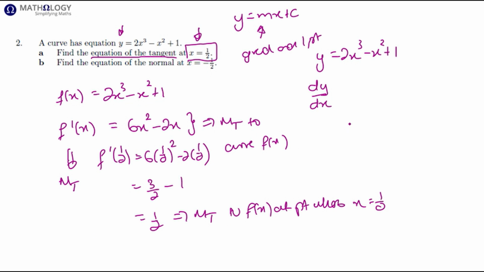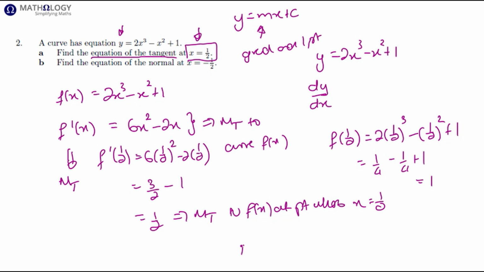To find the point of contact, we can substitute x equals a half into the function. So f of a half will be 2 times a half cubed minus a half squared plus 1. That will be 2 over 8, which is a quarter, minus a quarter, plus 1. That equals 1. So the point of contact between the tangent and the curve will be the point (a half, 1).